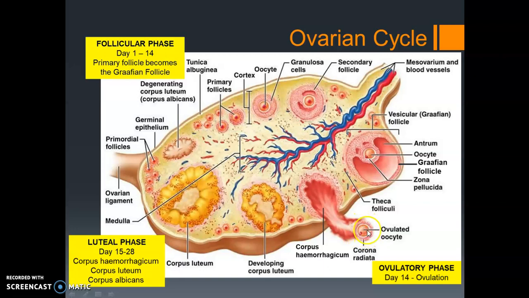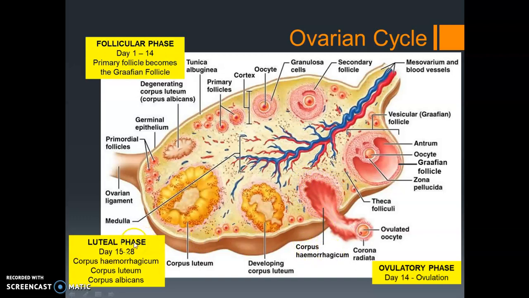And this process of release of the mature ovum from the graafian follicle is called ovulation, and this occurs on day 14. The phase during which ovulation occurs is called the ovulatory phase. Once the ovum is released, the remaining graafian follicle gets filled with blood, and this follicle with the blood clot inside is called the corpus hemorrhagicum.